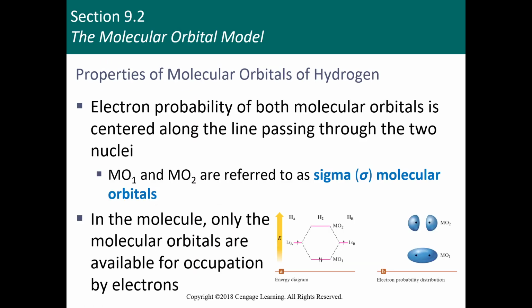All right, so let's look at some of the properties of these molecular orbitals for these hydrogens. So the electron probability of both molecular orbitals is going to be centered along the line passing through the two nuclei. So molecular orbital 1 and molecular orbital 2 that I've already showed you were the sigma molecular orbitals. They are the sigma bonds, aren't they? And so we have our sigma bonding and our sigma anti-bonding, which is right here. So in our molecule, we would have the atoms right here. This is the same energy diagrams we've been seeing before. Just now we're going to mix them into molecular orbitals.